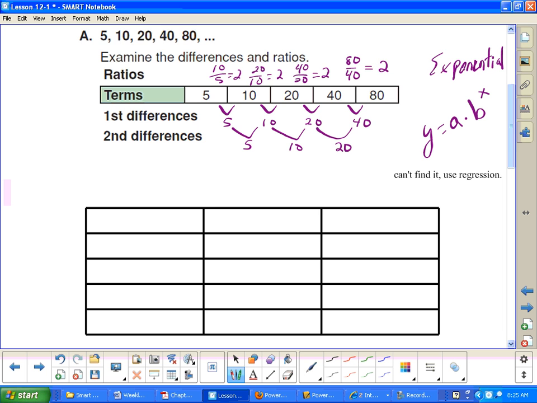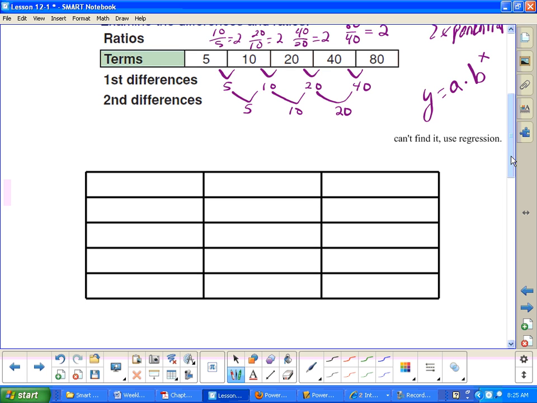So what we're going to do is look at how this works with the table. First of all, in the first column of our table, we're going to put the term number: 1, 2, 3, 4, and 5. And then we're going to put an n right below that. In the second one, we're going to put the term. Okay, what do we get there? We have 5, 10, 20, 40, and 80.